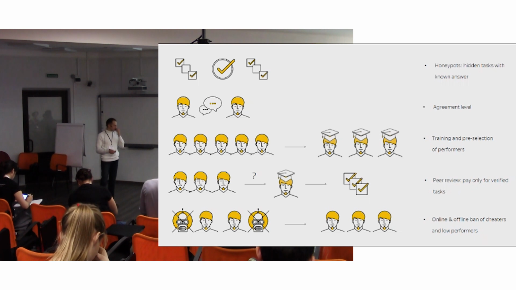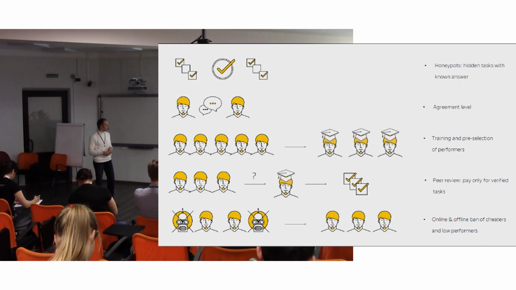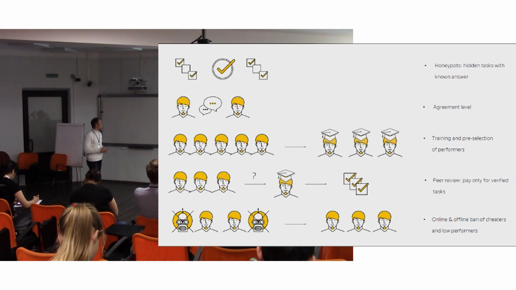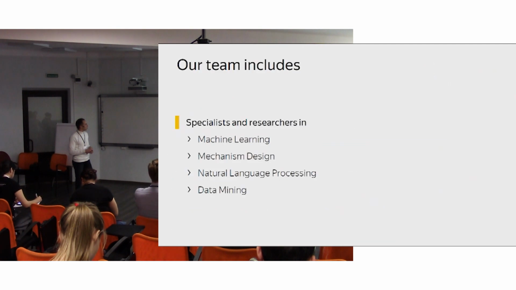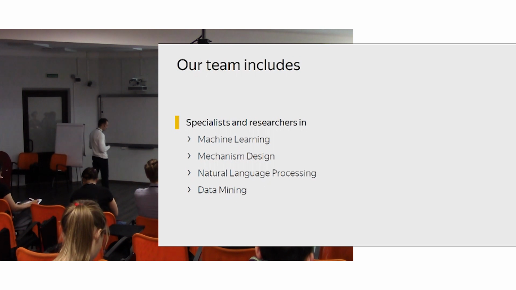And of course, we need to ban cheaters in an offline and online way, and automatic, and we try to automate the Yandex local labeling. In our team, there are specialists and researchers in all connected areas, especially in machine learning, mechanism design, auctions, natural languages, data mining. We regularly publish papers and participate in leading conferences on these topics.